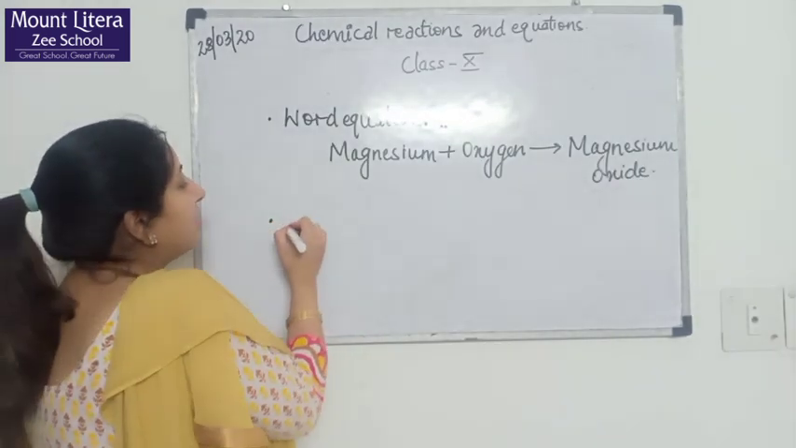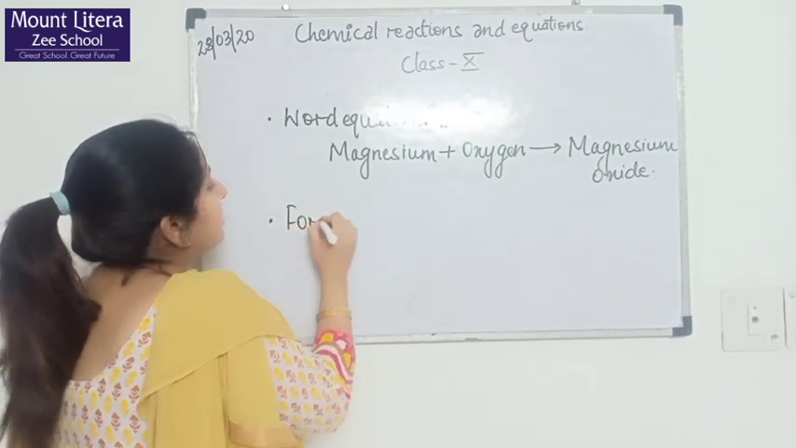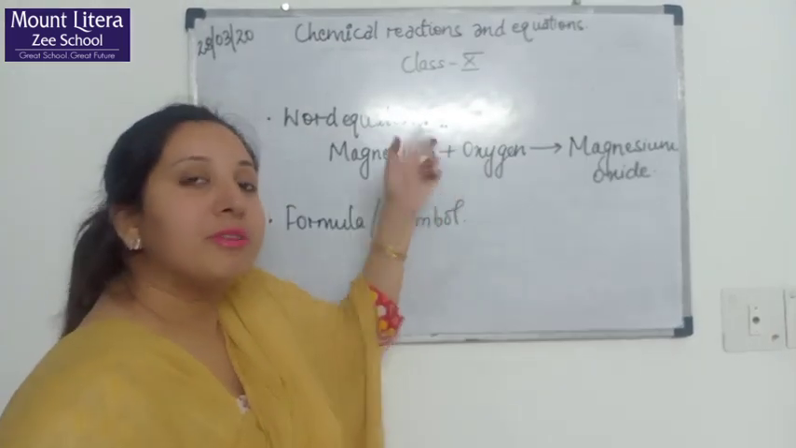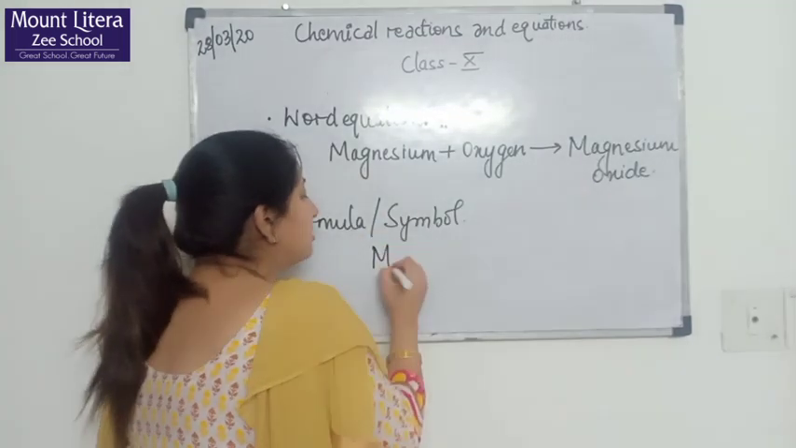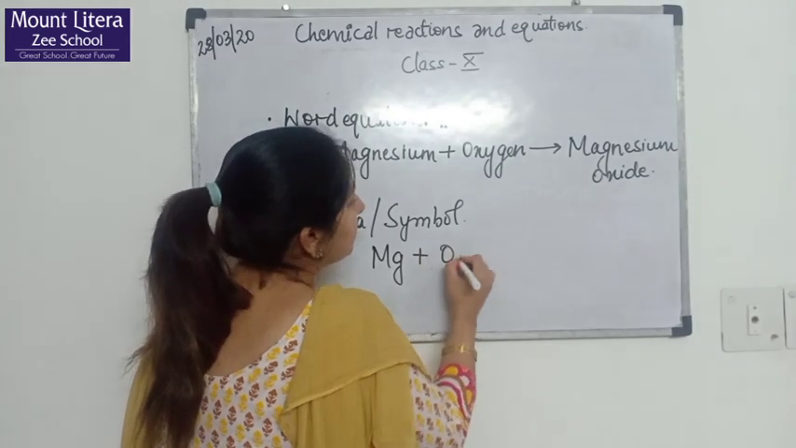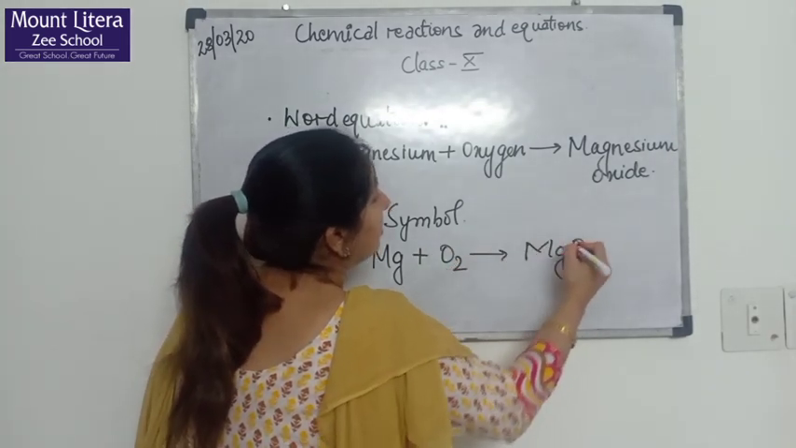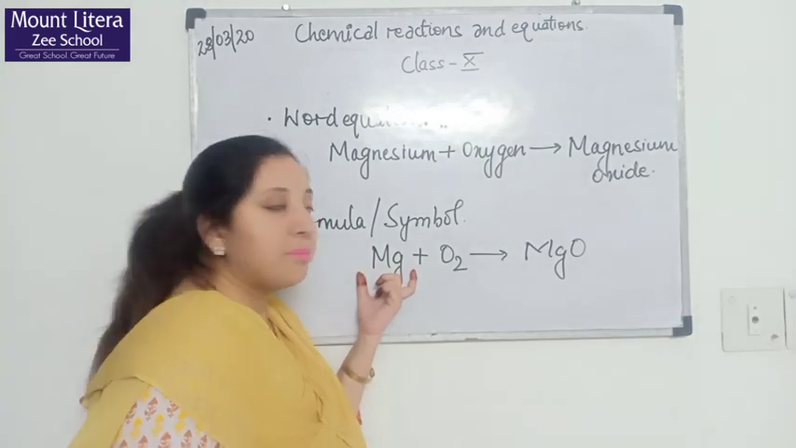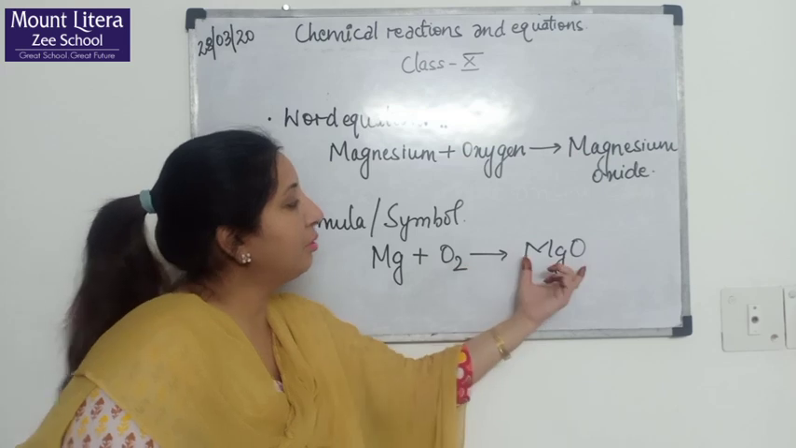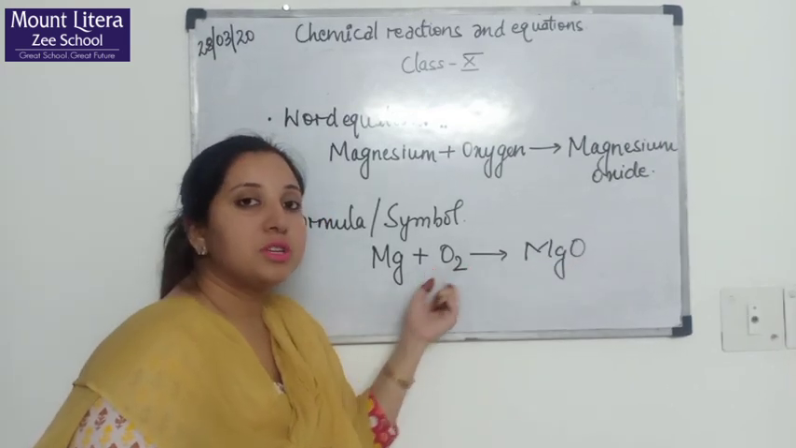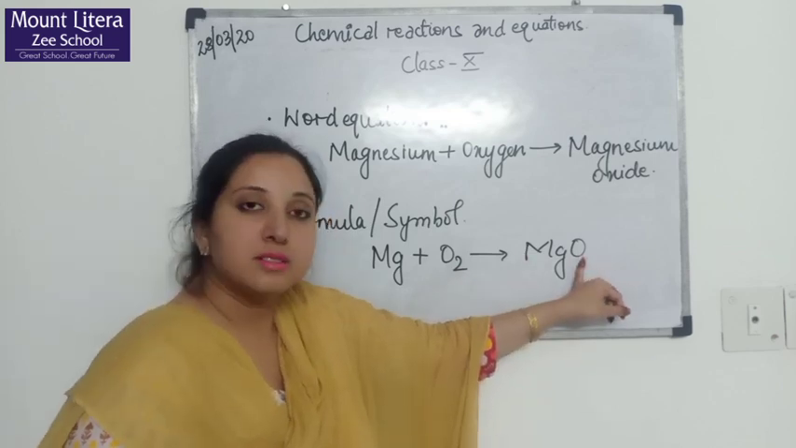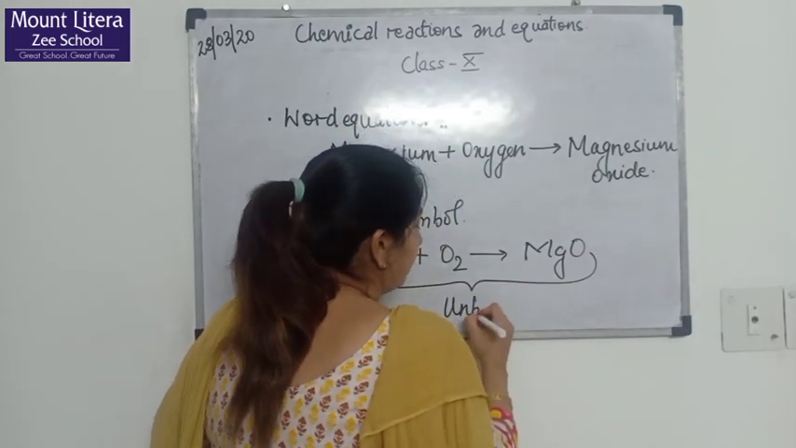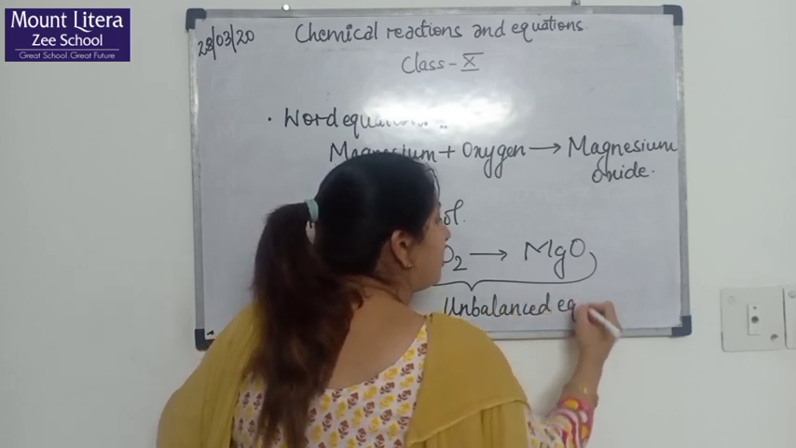Another form of the equation is the formula equation, or chemical equation, or we can say the symbol format equation. The same equation in formula form is Mg plus O2 gives MgO. If you look here, magnesium on the reactant side is one atom, and on the product side it is 1. But in the case of oxygen, here it is 2, but here it is 1 only. Such an equation will be considered an unbalanced equation.